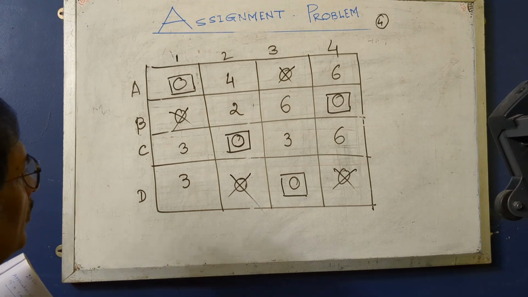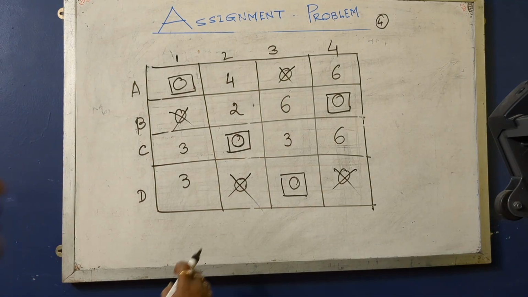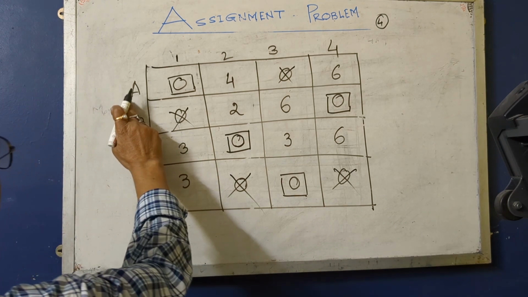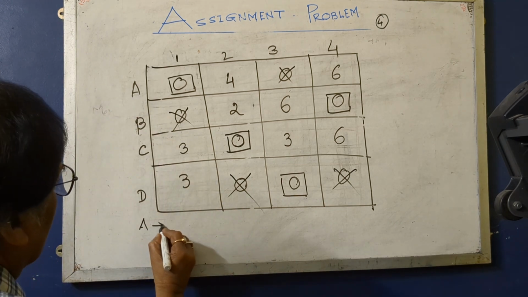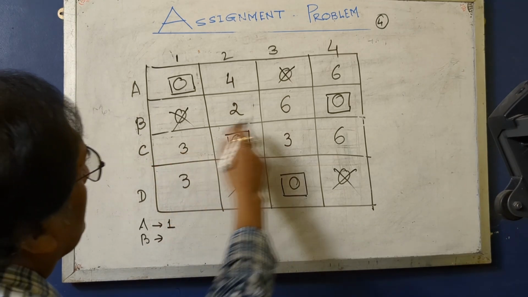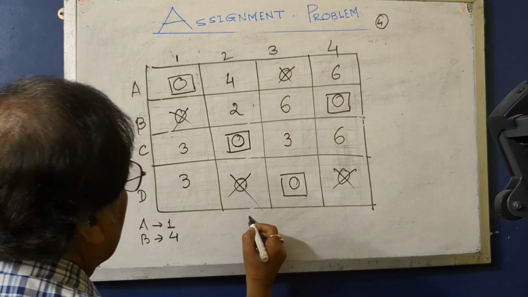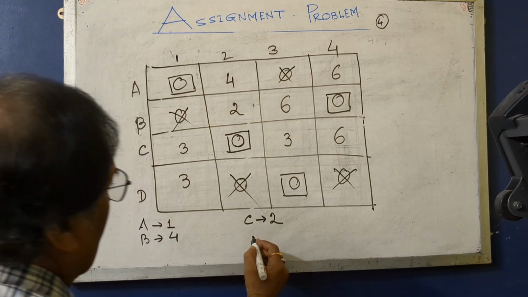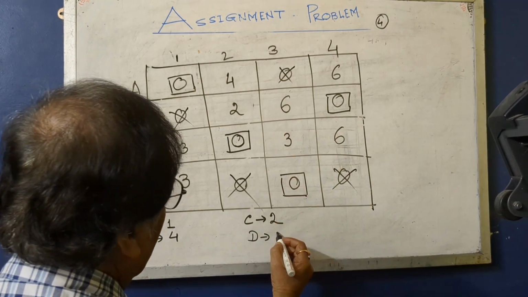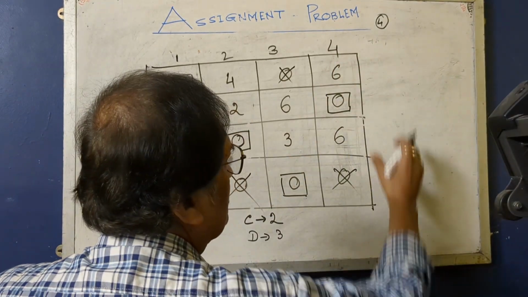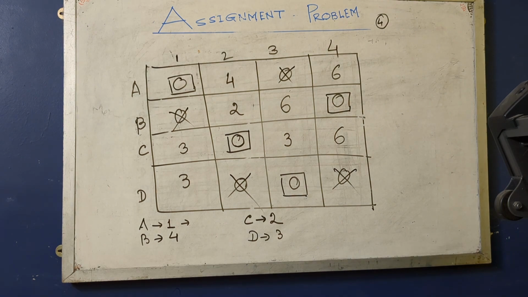Okay. Now, what will be your answer? It is better to write on this side. Person A has to be allocated job 1, B is to be allocated job 4, C is to be allocated job 2, and D is to be allocated job 3. And how much time would be required? You can write it here.